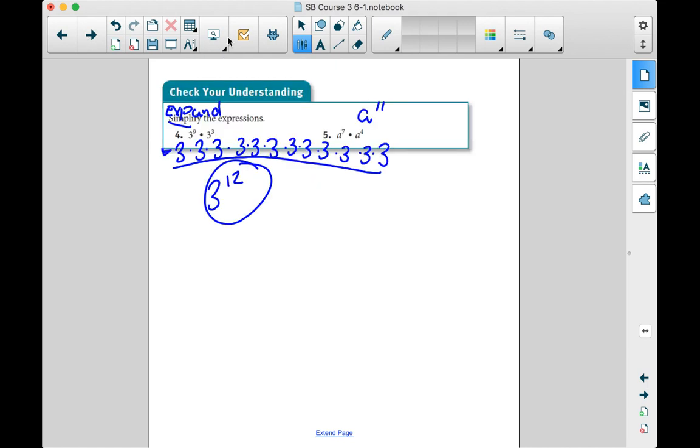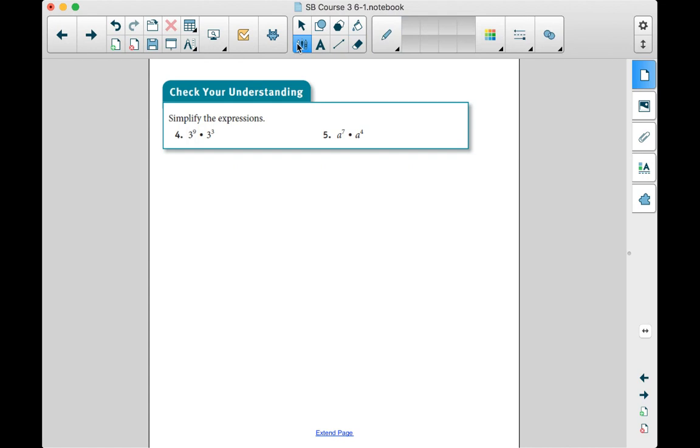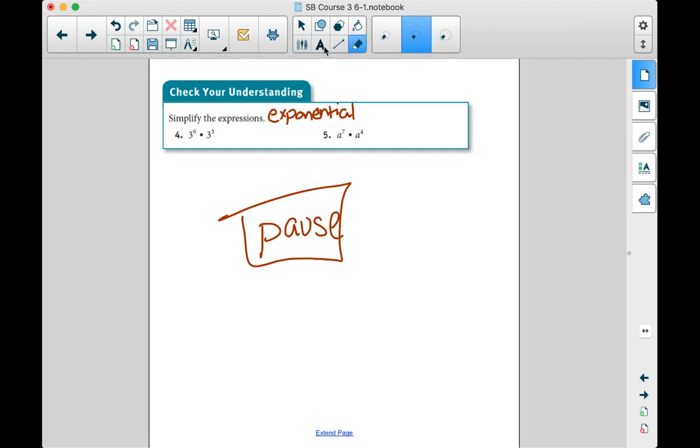Great. All right, so once again, we're going to take these expressions and we're going to simplify them. When it says simplify, you can just write it in the exponential. You don't have to write it in standard. All right, so here, 3 to the power of 9 times 3 to the power of 3. I want you to hit pause right now, and I want you to try these on your own. And then I want you to hit play and check your answer. So you're pausing.